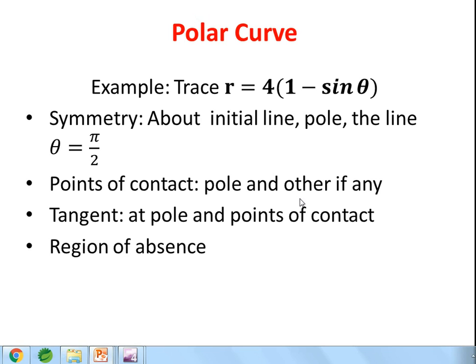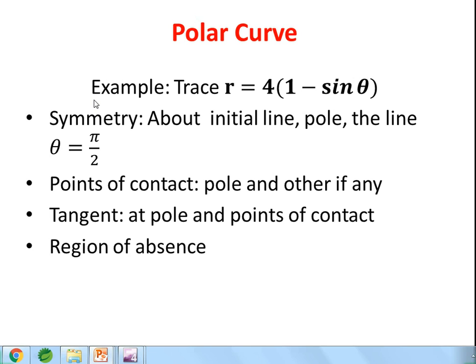Hello everyone. Today we are going to solve one example on polar curve. The equation of the curve is r = 4(1 - sin θ). Now whenever we are drawing a curve, the first point will be theory and the second point will be the actual diagram. So there will be half and half marks reserved for both.